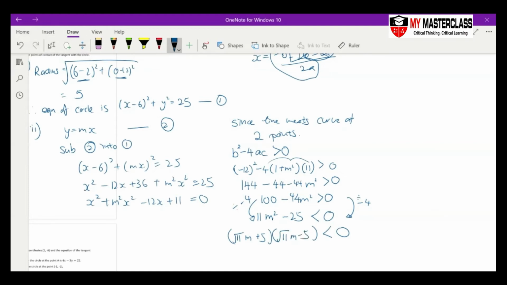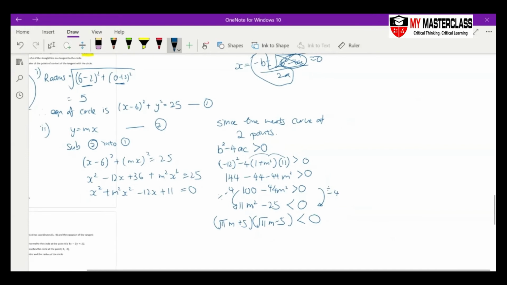Okay, algebraic rule number 3. So this would mean that, you know why I must make the m square positive? So that when I draw my graph, it will always be u-shaped. Of course, if you can do the n-shaped one, it's okay, but I just want to eliminate any carelessness. Just follow this. So the roots here would be negative 5 over root 11 and 5 over root 11.